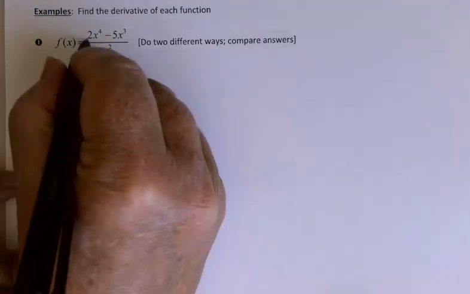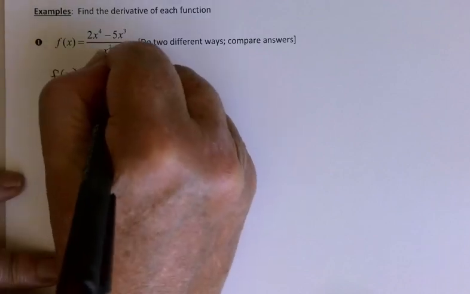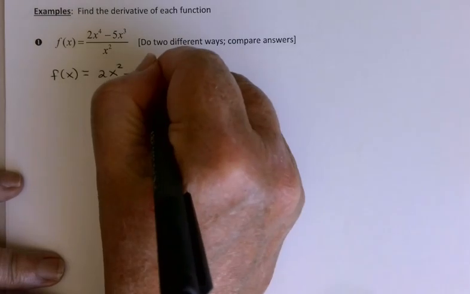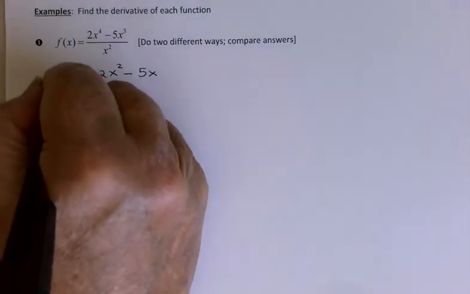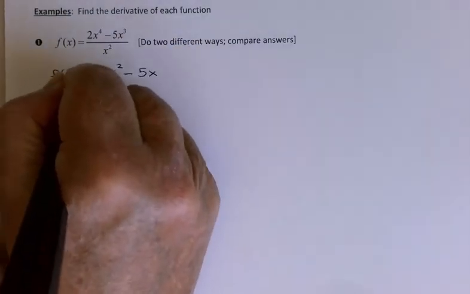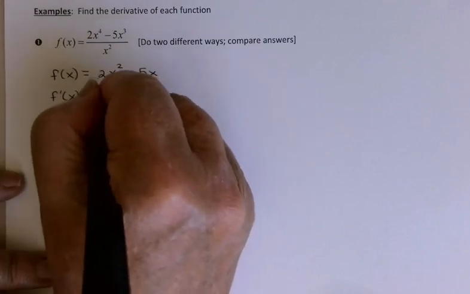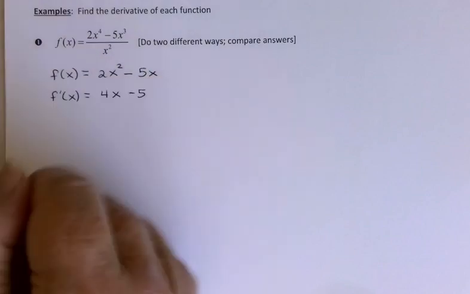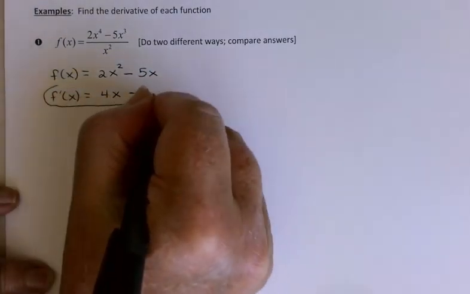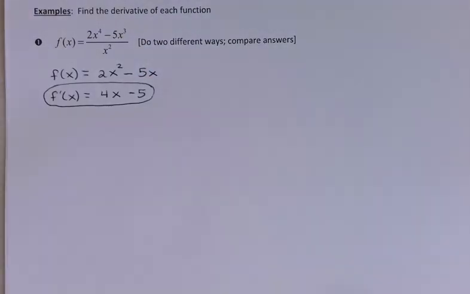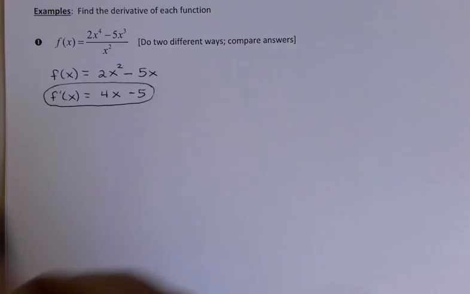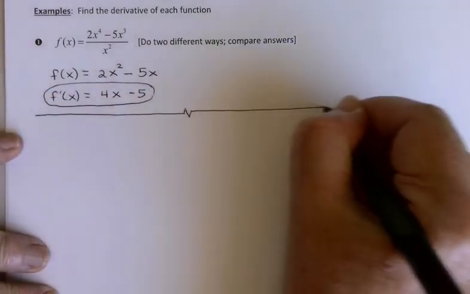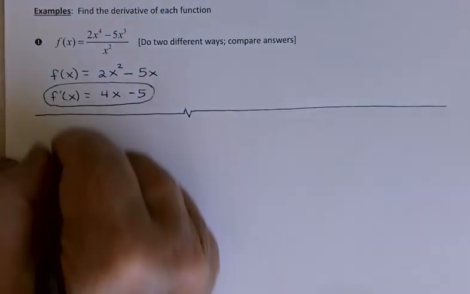And we would have said that's 2x to the second minus 5x to the first. And so f prime is just going to be 4x to the first minus, just the slope there is 5. So if we do the division first, it's a pretty simple derivative. Let's just show that we get the same answer using this new quotient rule.